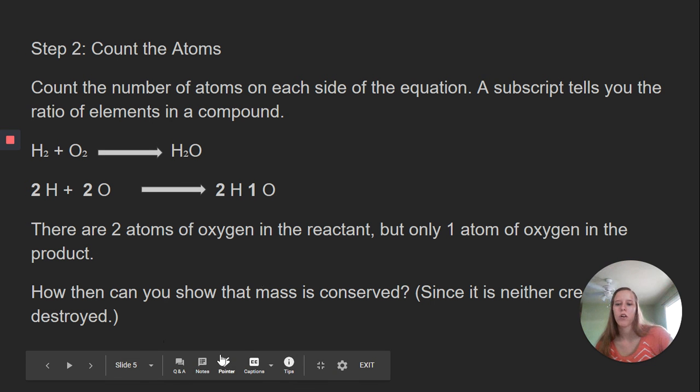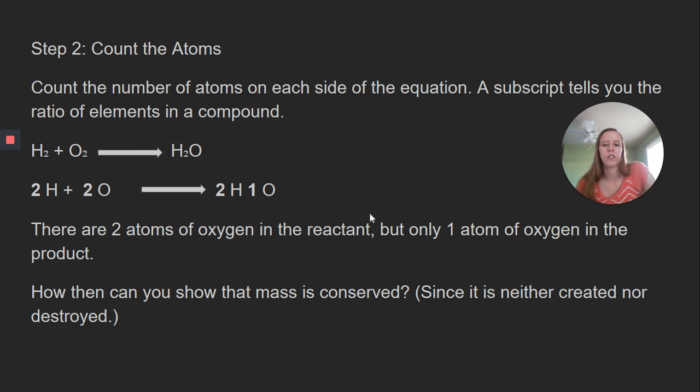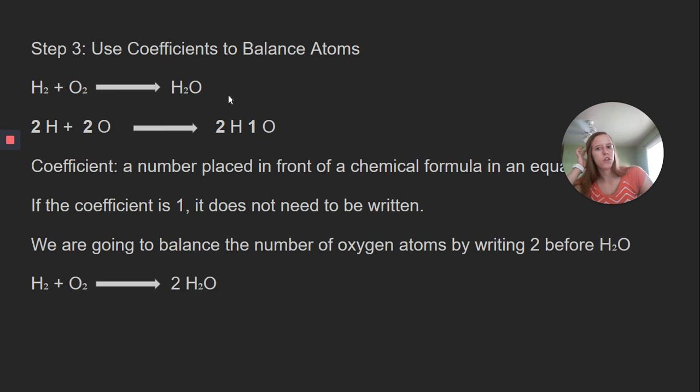So how can we show that mass is conserved? Because remember, mass is neither created nor destroyed. So in order for us to show that the mass is conserved, we have to have the same number on each side. So let's go to step 3, using coefficients to balance atoms. We need to get 2 O's on each side.